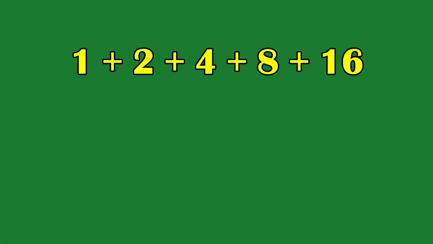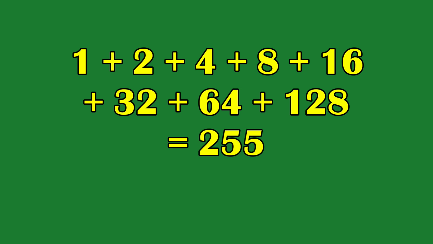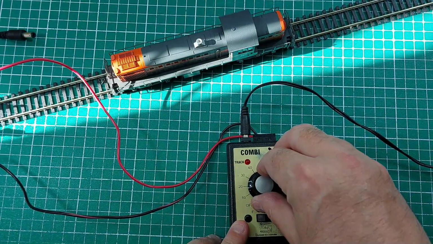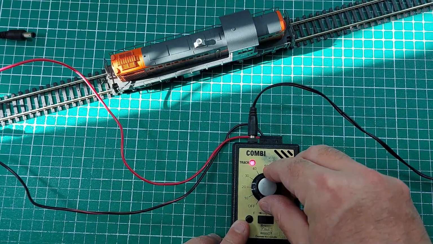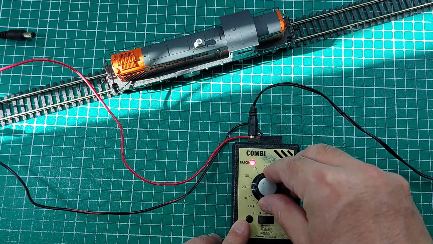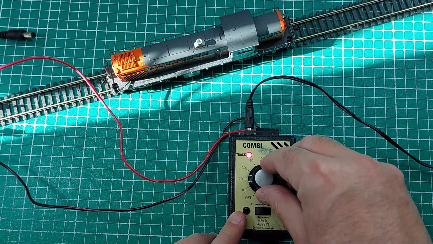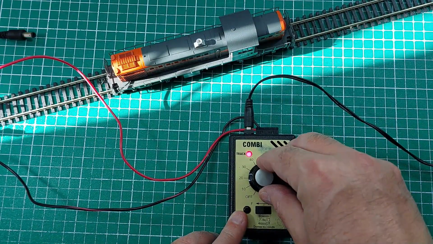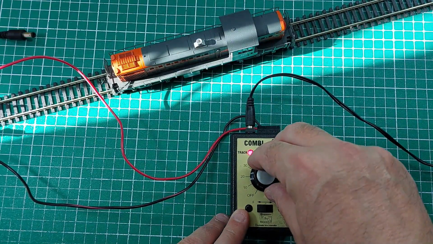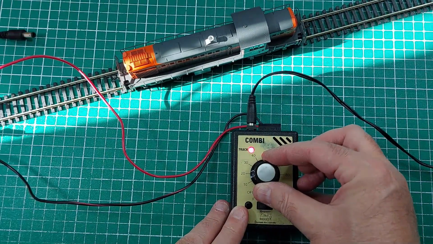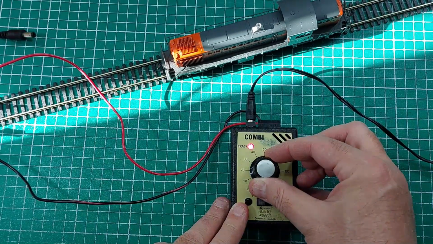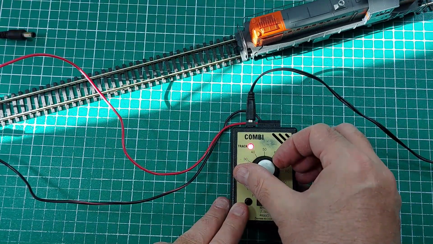If you were to add all of the bits together, you would reach 255. Now, there are some CVs, especially to do with sound and speed control, where the switches act more like dimmer switches, where instead of being on or off, you can add part values. The best example of this is volume control on a sound decoder, where you can set it anywhere between 0 and 255. However, we're not going to worry about these types of CVs today.